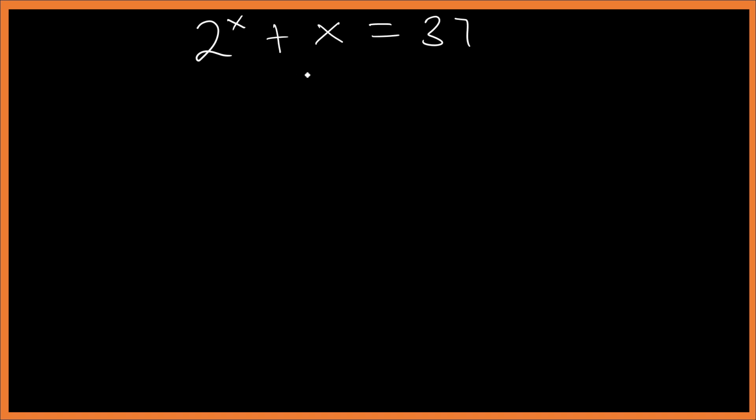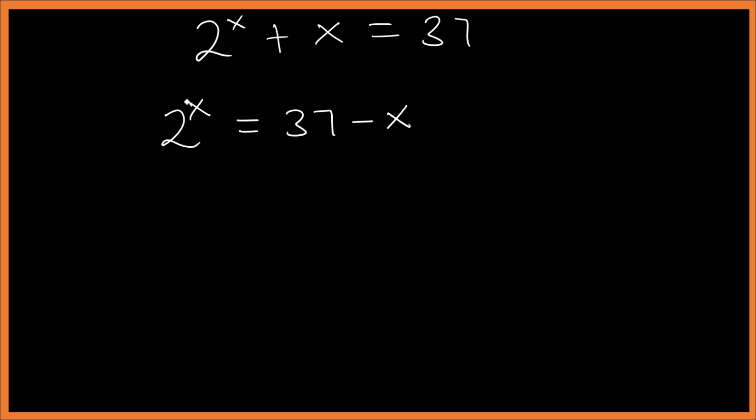Right, let's solve this question together. So we have 2 exponent x plus x equals 37. Alright, so let's start by sending the x to this side, okay? So we have 2 raised to x equals 37 minus x.